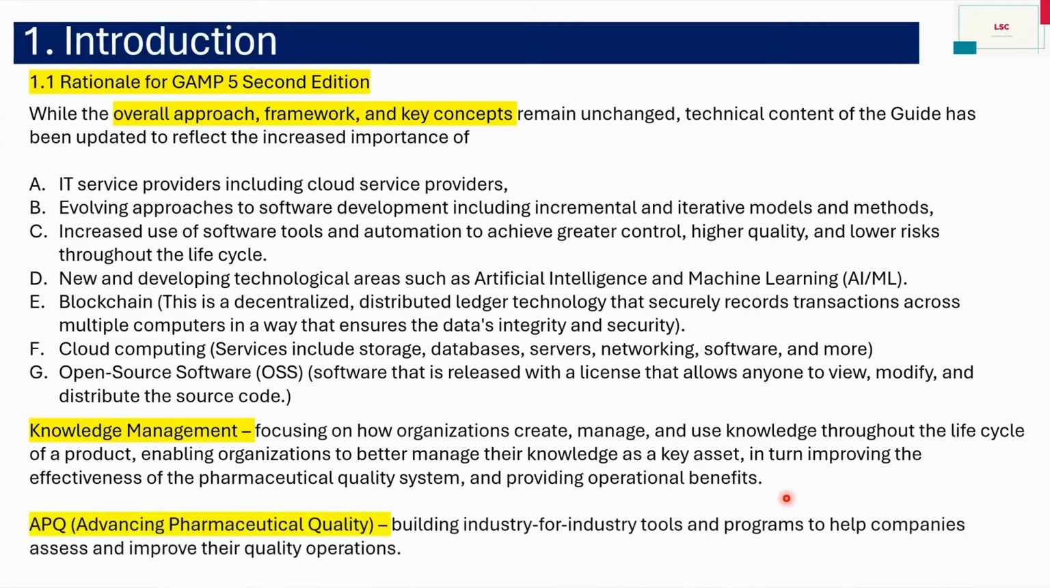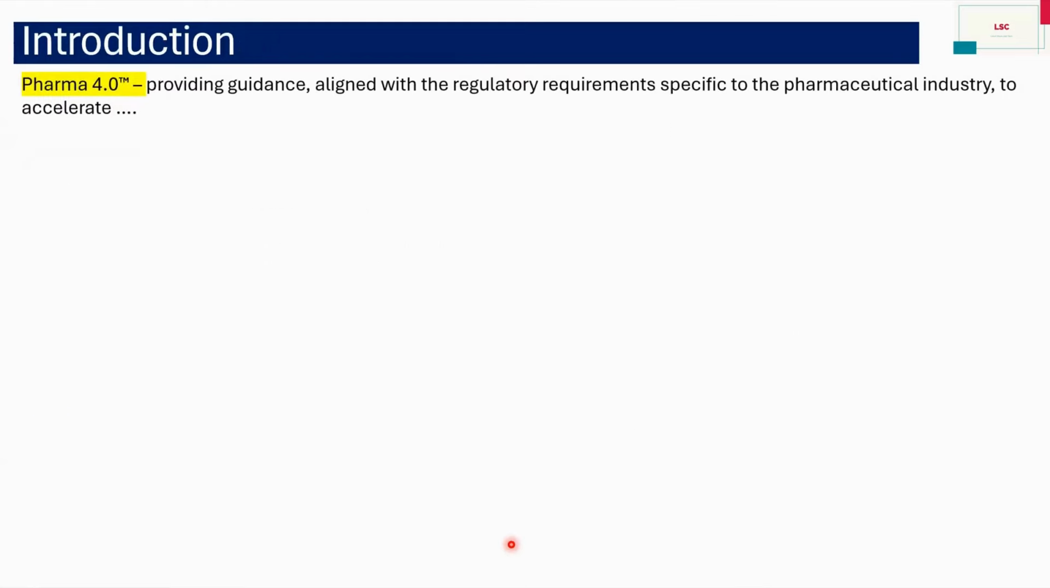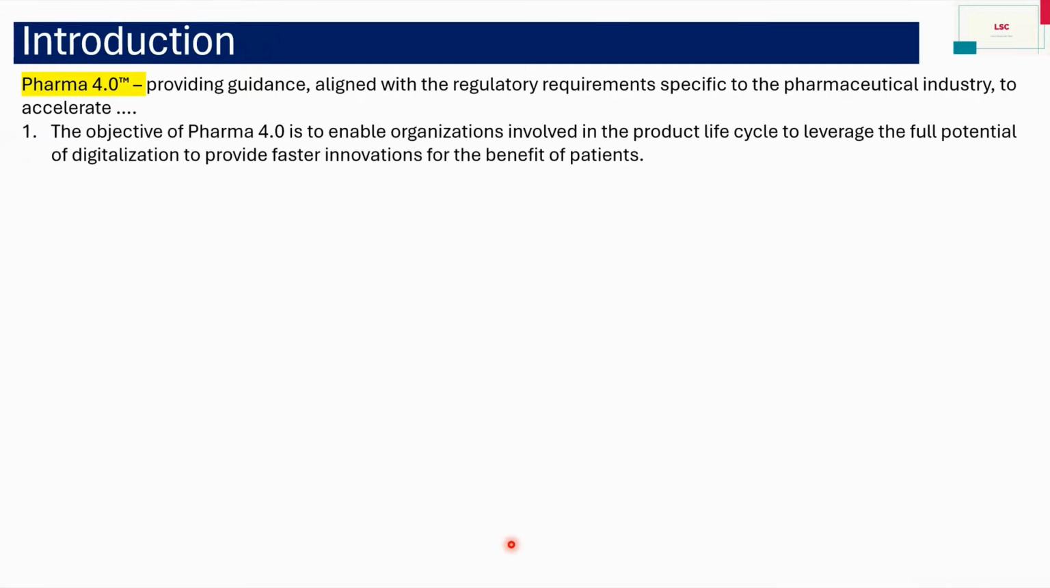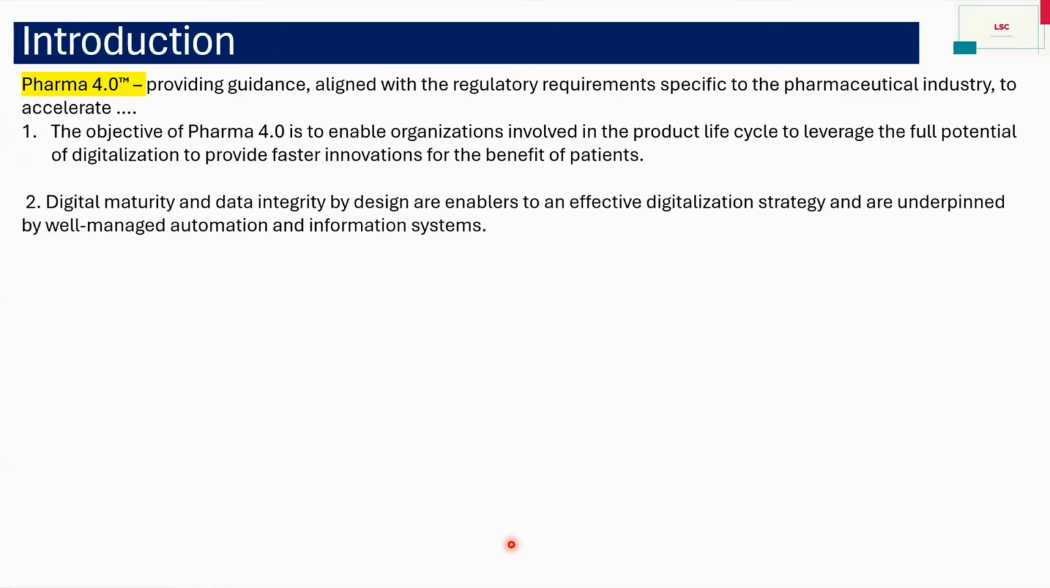Then APQ, a very important terminology, known as Advanced Pharmaceutical Quality, means building industry for industry tools and programs to help companies assess and improve their quality operations. Pharma 4.0 provides guidance aligned with the regulatory requirements specific to the pharmaceutical industry. Number one, the objective of Pharma 4.0 is to enable organizations involved in the product life cycle to leverage the full potential of digitalization to provide faster innovation for the benefit of patients. Second, digital maturity and data integrity by design are enablers to an effective digitalization strategy and are underpinned by well-managed automation and information systems.